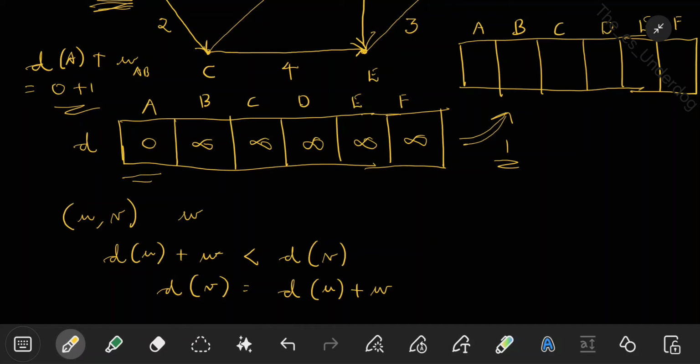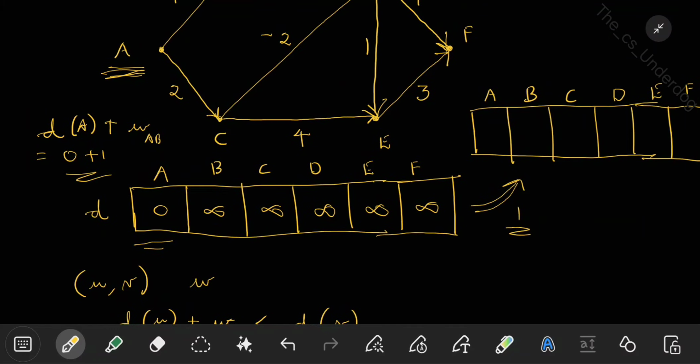Here you have a case where distance to B is presently infinity, which is very large. Distance to A plus weight of edge AB is 0 plus 1, which is 1. What should you do then? You should update distance to B as 1. So distance to A will anyway remain as 0. That is the source vertex. Distance to B is updated as 1.